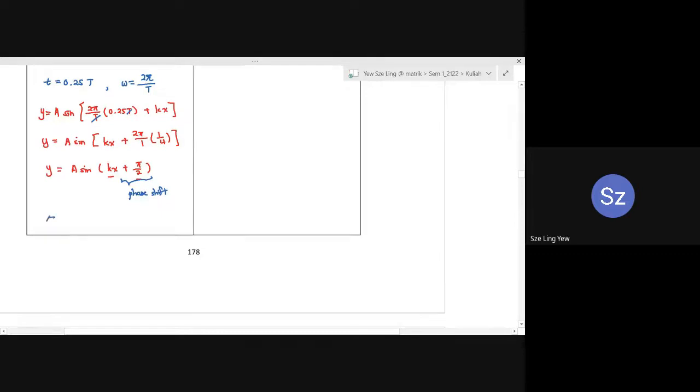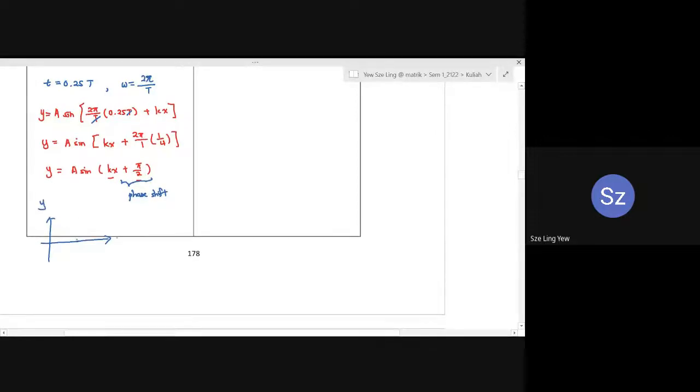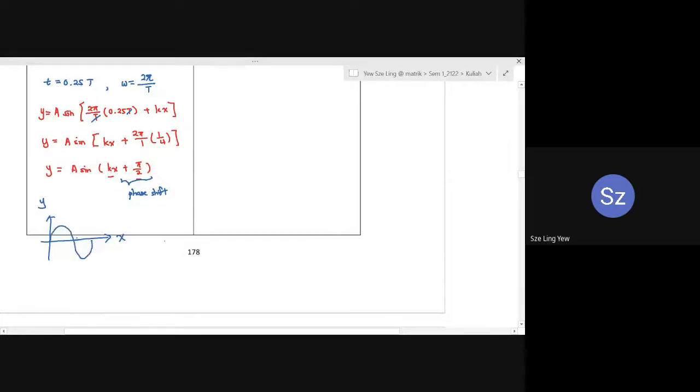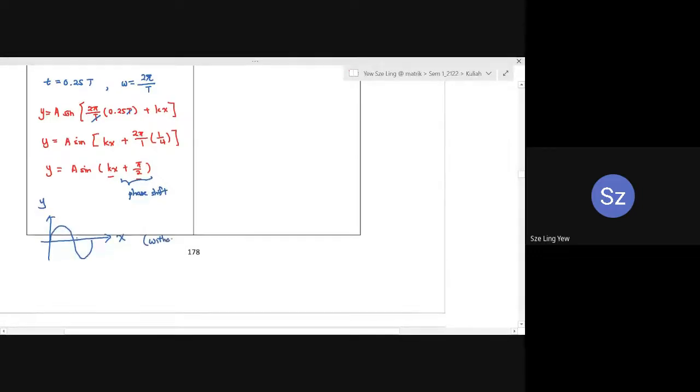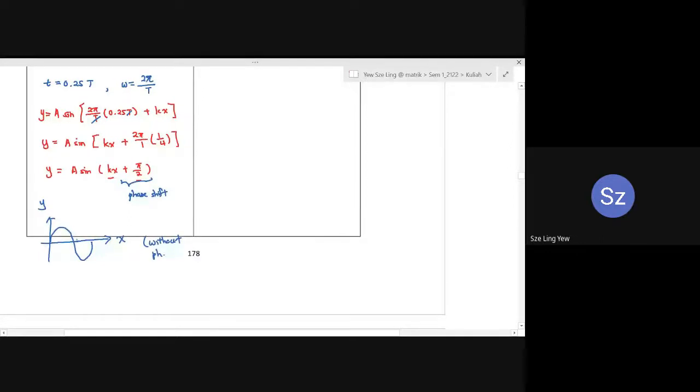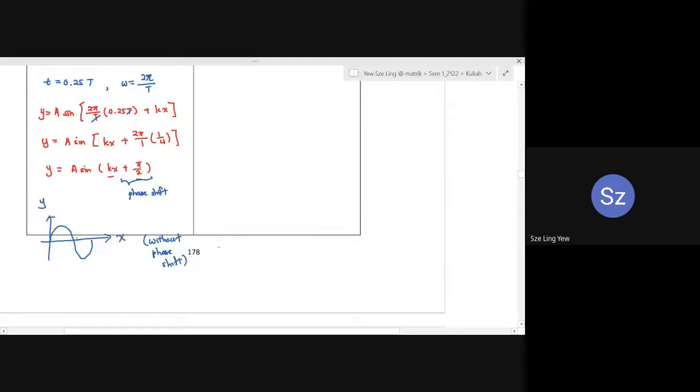Which means the graph is just simply a sine graph, a normal sine graph. So this is y against x. So this is the graph without phase shift. Okay, so now I want to shift it. Now I have a plus pi over 2 here. I want to shift the graph.